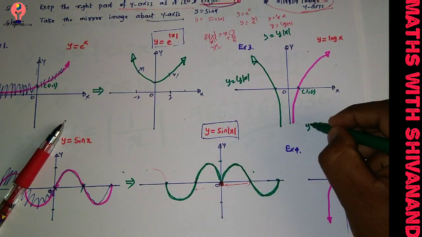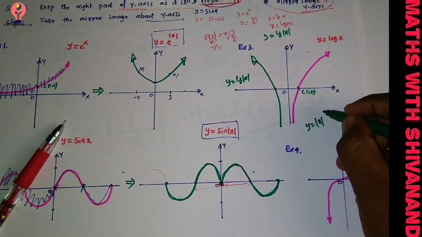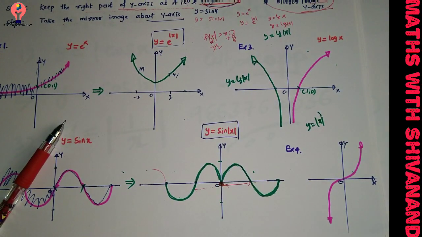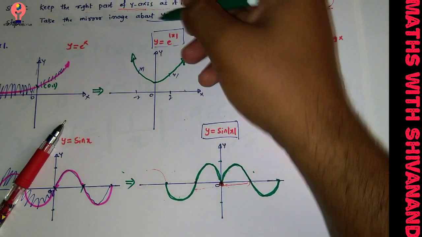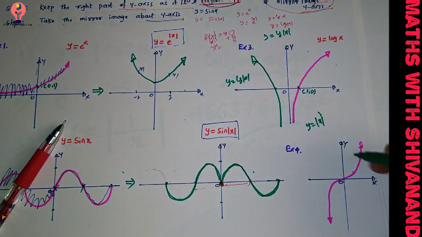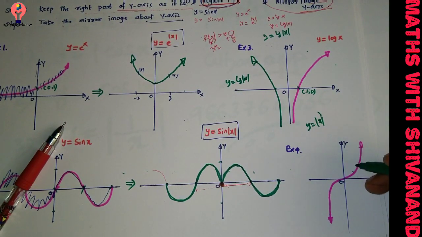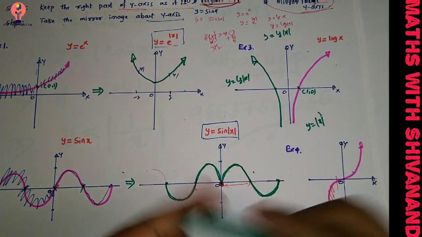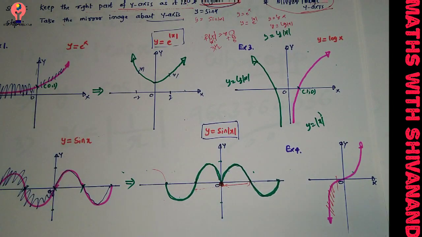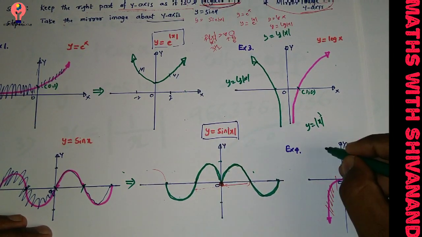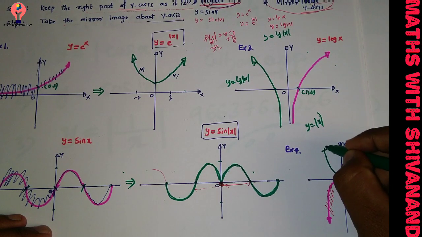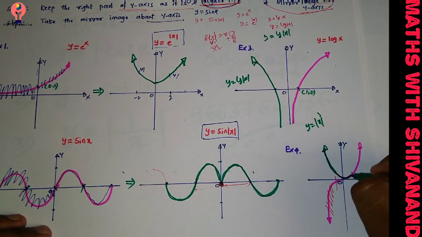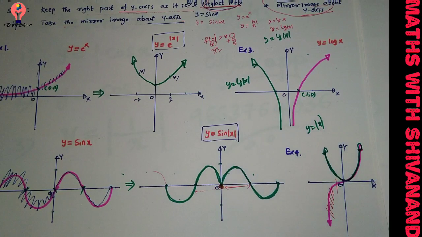Now I need to go with y is equal to mod x cube. How will it happen here? See here. Rule number 1, keep the right part of the y-axis as it is. This part of the graph remains the same, and neglect the left part. So the left part of the graph should be neglected, right? After that, take the mirror image about the y-axis. That's it. The mirror image of this part, definitely like so. Okay, what is my newly framed curve here? Yes, this is my newly framed curve. Hope you understood student.